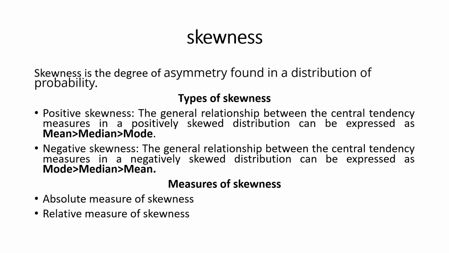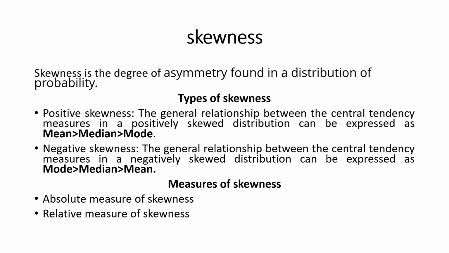Positive skewness. Positive skewness is often referred to as right skewed. It is a distribution type where most values are concentrated to the left of the distribution, whereas the right tail of the distribution is longer. The general relationship between the central tendency measures in a positively skewed distribution can be expressed as mean greater than median greater than mode.